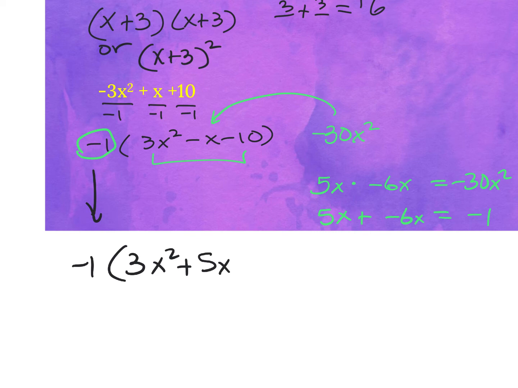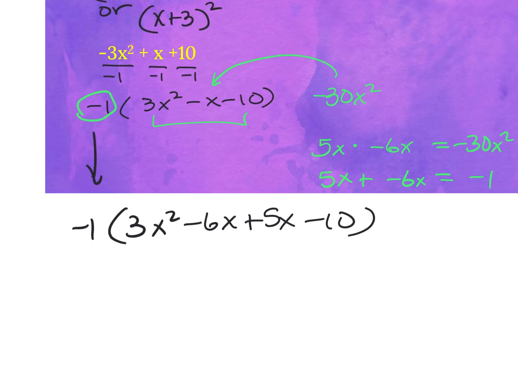5x, let me put the 6 with the 3. It doesn't really matter. You're going to get the same answer either way, and then the negative 10. All right, so here I'm looking again. I've got my factors. I'm going to make my groups. So I'll make a blue group and a red group. My greatest common factor of blue is going to be 3x.